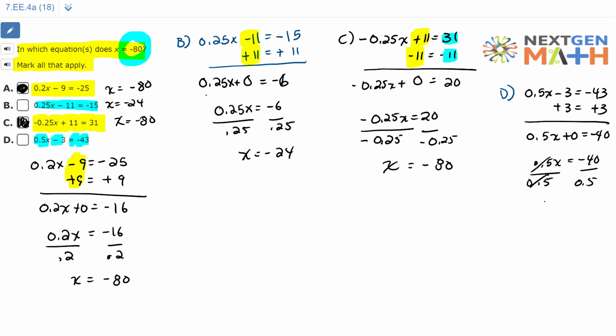That means that the coefficient of x will just be 1, because 5/10 divided by 5/10 is 1. And negative 40 divided by 0.5, well, that's going to be equal to negative 80. So x equals negative 80. So D works as well.